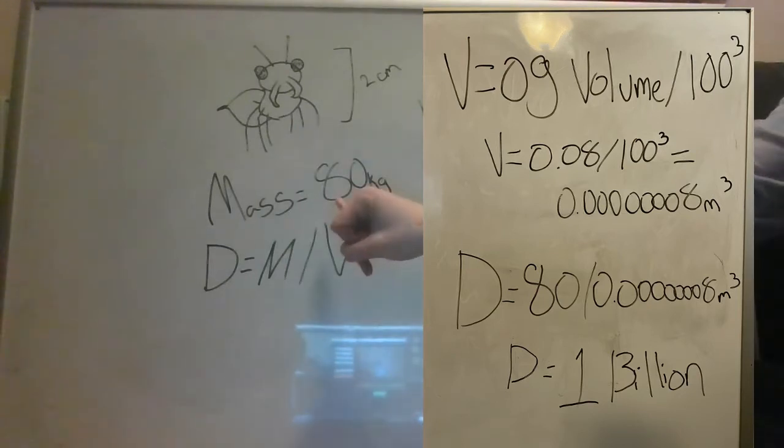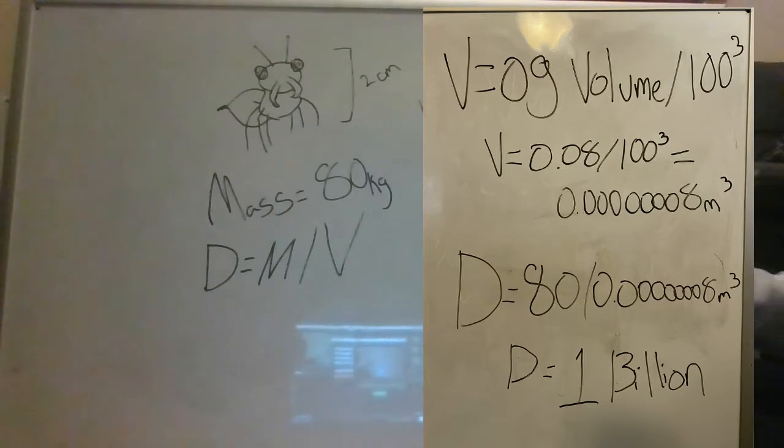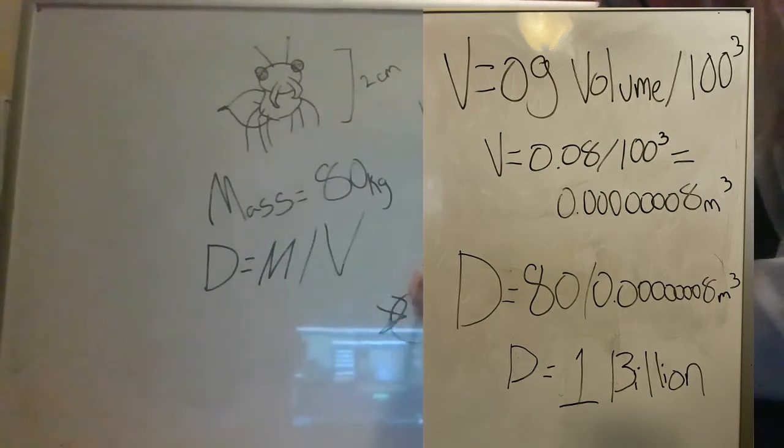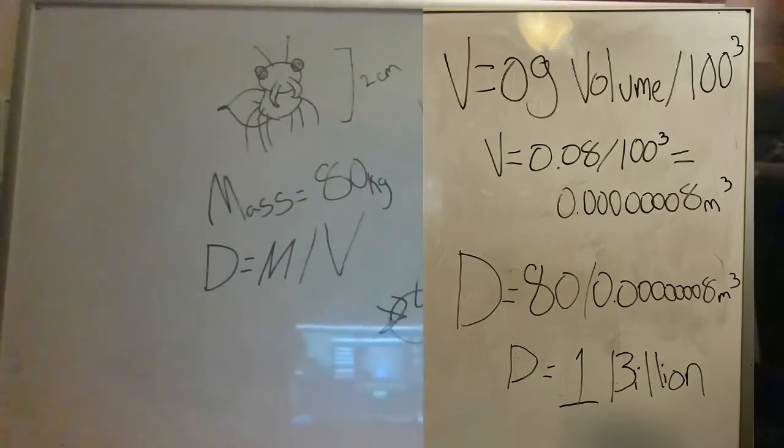So now that we know his mass and his new volume, we can find density. So 80 divided by 0.0000008 will equal 100 million kilograms per meter cubed. So this density is as dense as the average white dwarf star. So Ant-Man should realistically be tearing the Earth apart. It should just all kind of collapse in on itself.